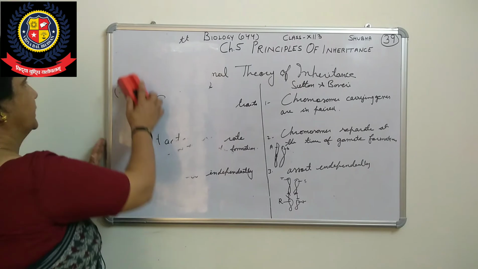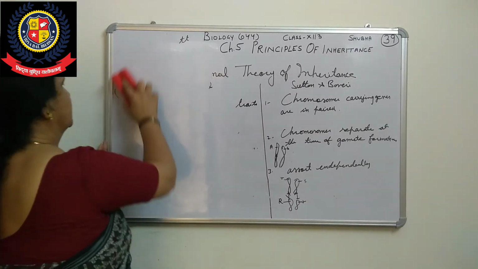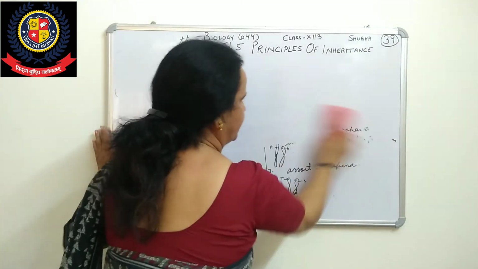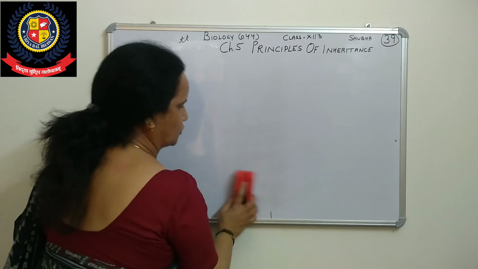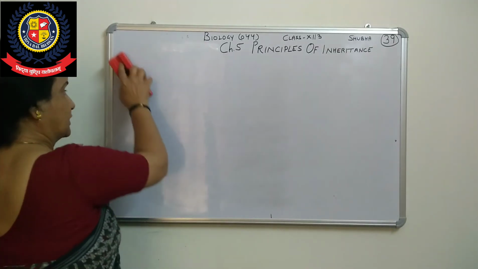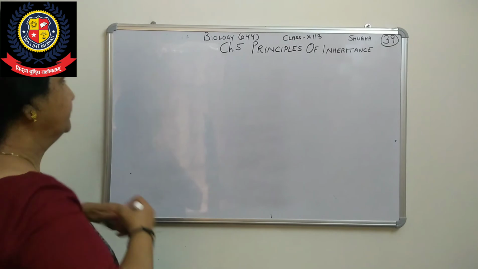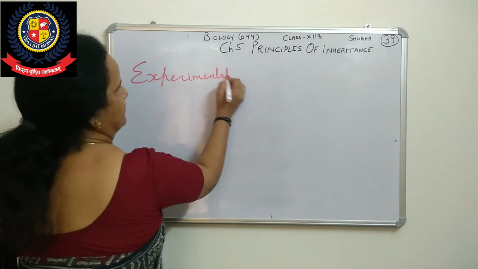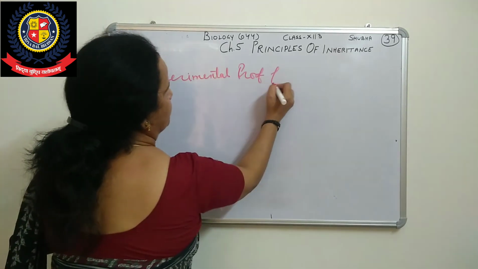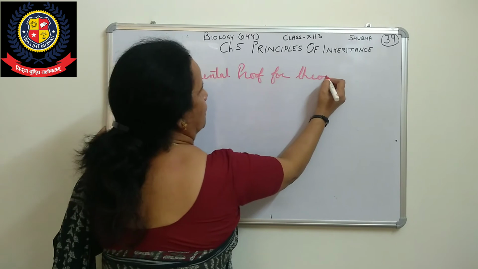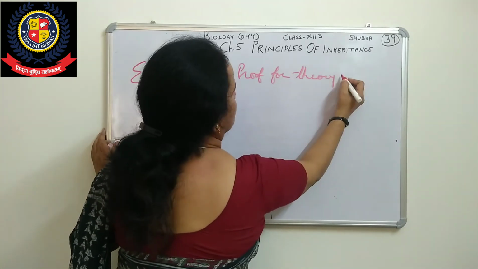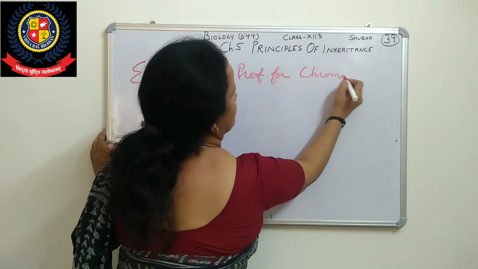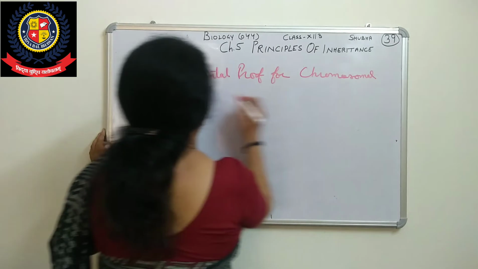Now come to the next, T.H. Morgan. He gave experimental proof for the chromosomal theory of inheritance. What did he give? Experimental proof for the chromosomal theory of inheritance. You can write: experimental proof for the chromosomal theory of inheritance.